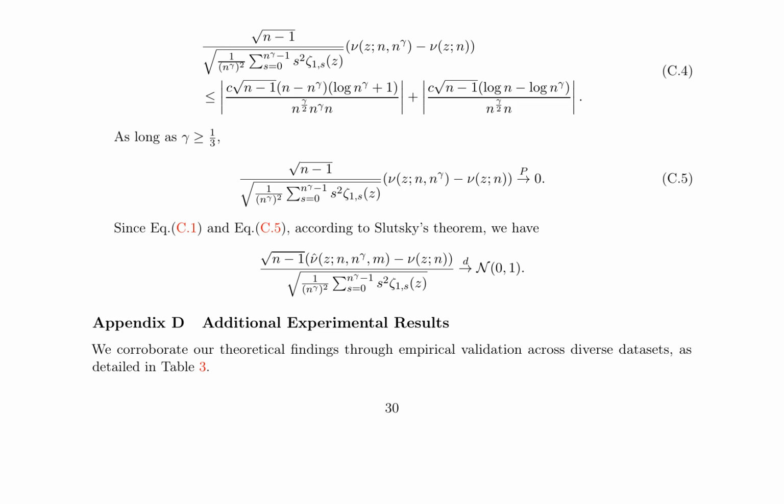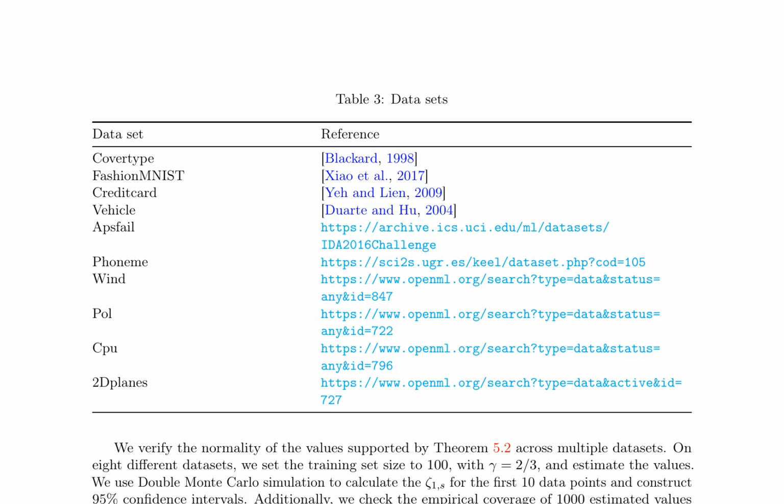with larger datasets. The section concludes by mentioning the empirical validation of these theoretical findings through additional experimental results in Appendix D. The experimental verification of the normality of the values supported by Theorem 5.2 is presented across multiple datasets. 8 datasets are used, including cover type, fashion MNIST, credit card, vehicle, ArXiv, phoneme, wind, pole, CPU, and 2D-planes.